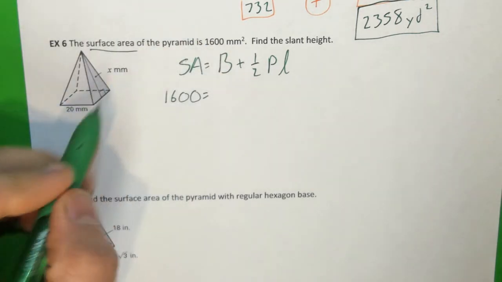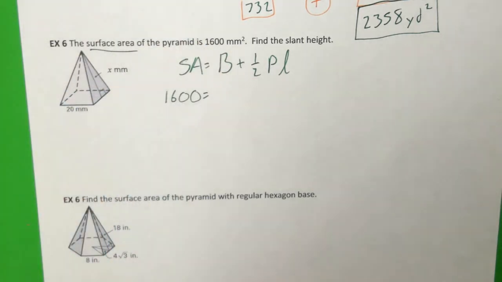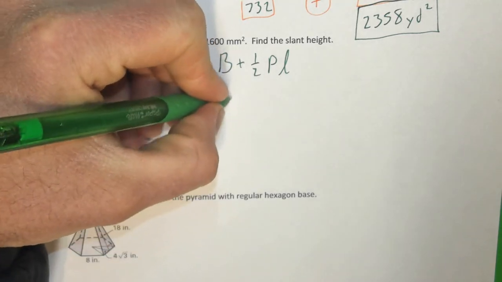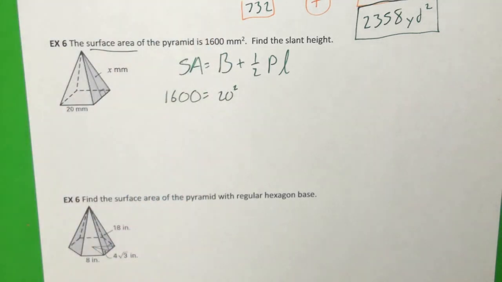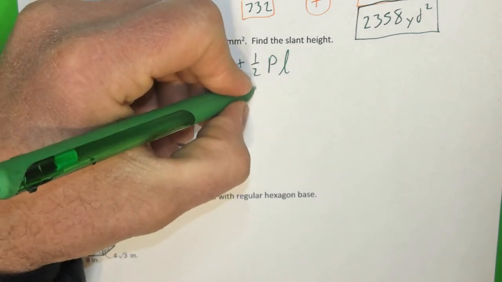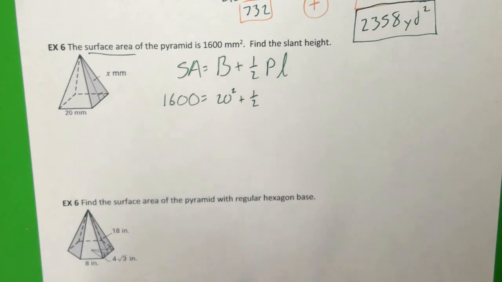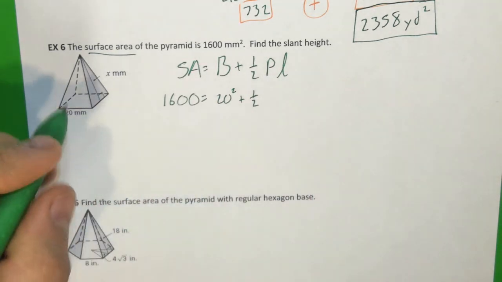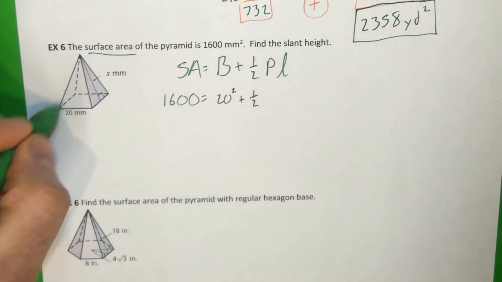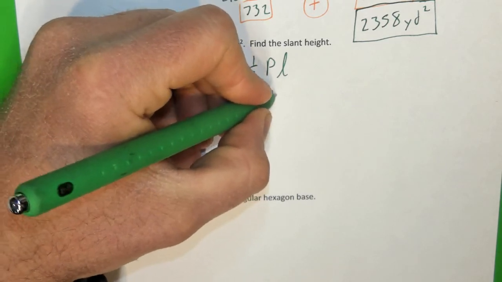Now the base. Base is very easy. It is a square base, which means that the area of that base is going to be 20 squared. There is only one base, so we don't need to double this. We're just going to do 20 squared. The square base also makes the perimeter extremely easy to get. Perimeter is going to be a 20, a 20, a 20, and another 20, or 4 times 20.